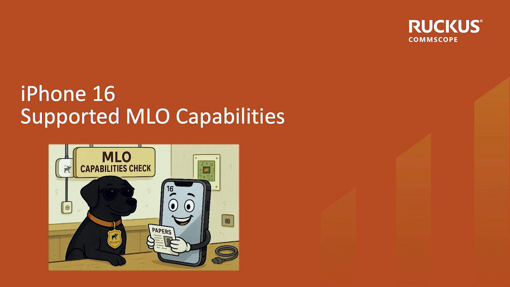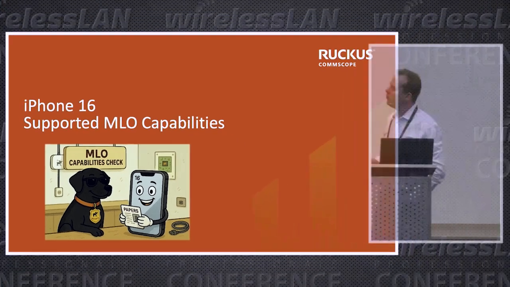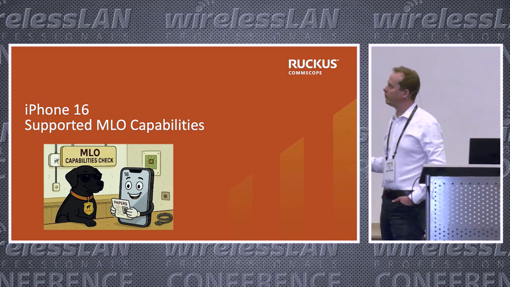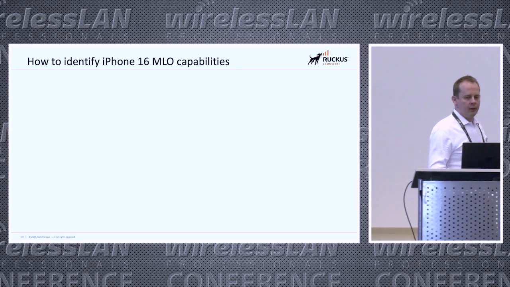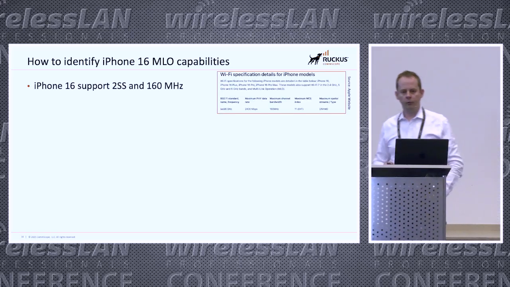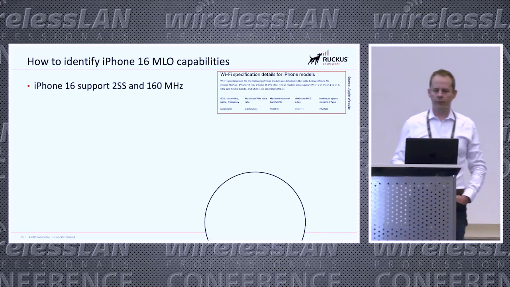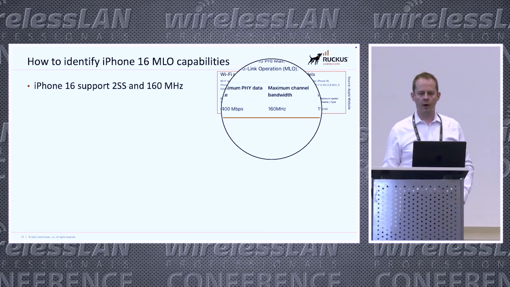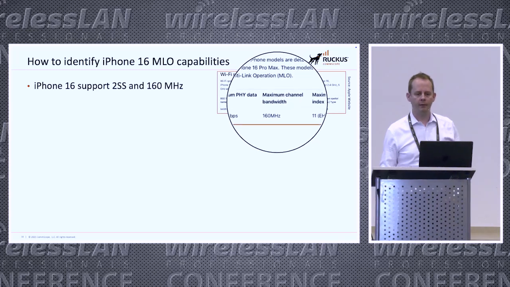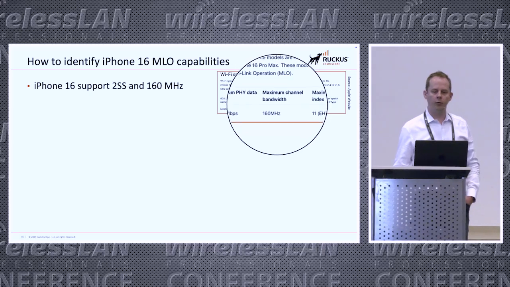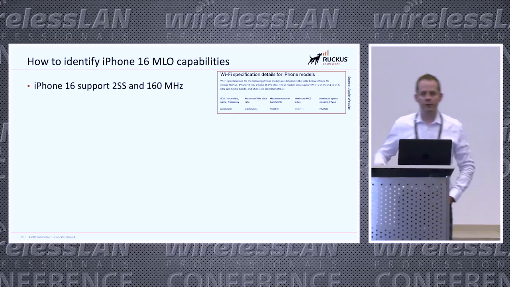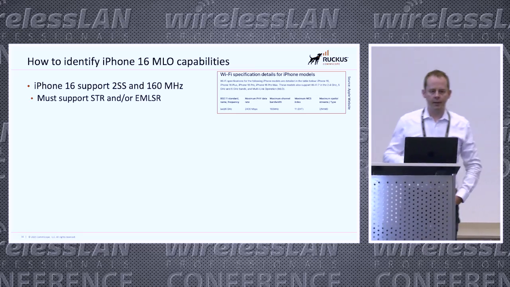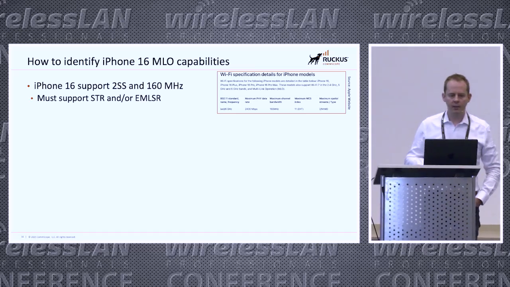All right, so we talk about MLO, but we haven't talked yet about iPhone 16, and we need to understand exactly what it supports. If you want to identify the capability of the device, the first thing you can do is check the vendor specification. On the Apple website, you will see that it supports up to 160 MHz and 2 spatial streams, which means, if you listened to me a bit before, that it must support STR and/or eMLSR.